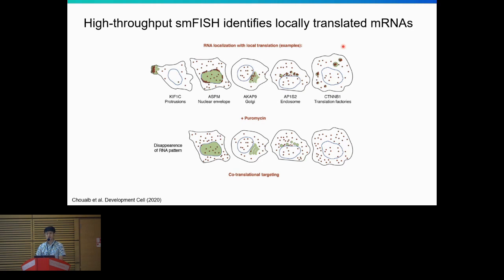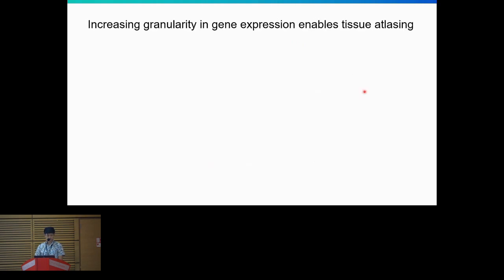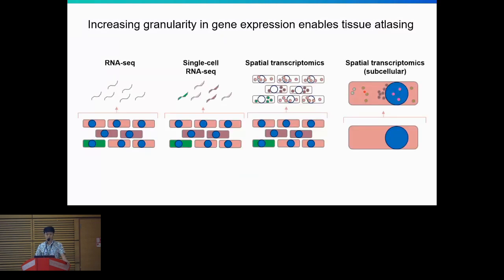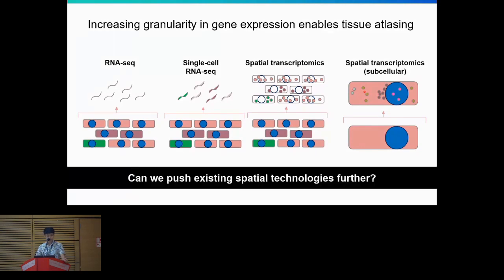So bringing it back to RNA sequencing, in the development of these high throughput technologies from RNA-seq to single-cell RNA-seq to now spatial transcriptomics, we can now get a better and better, more granular measurement of RNA, now down to the subcellular level. And so my project is asking, can we push these existing spatial technologies further and really use it to study cell biology?